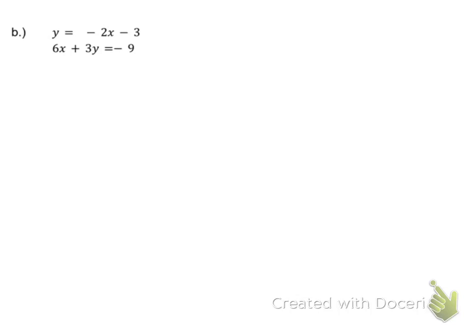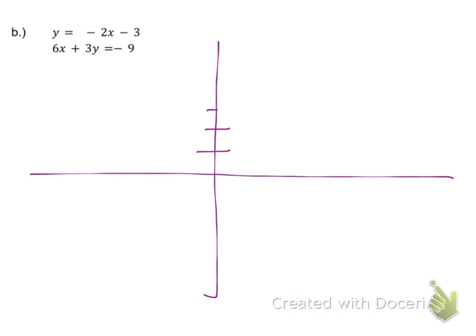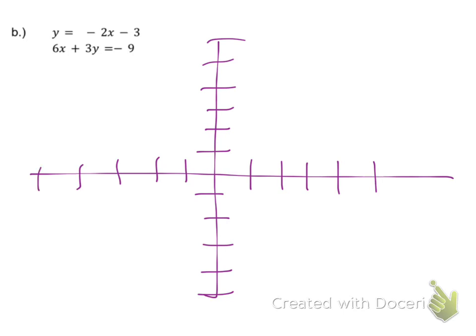So, let's go with the first equation. I'll do that one in purple. Where am I starting with that first equation? First one here. Where am I starting this one? -3. You're doing great. So is that -3 because it's my y-intercept?